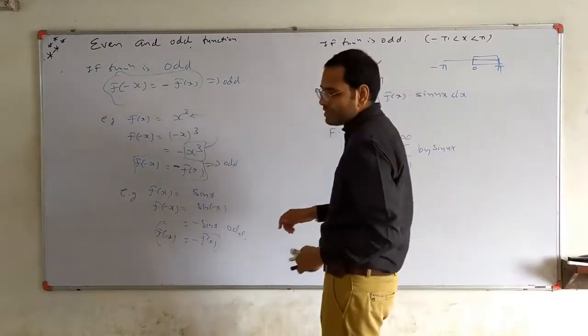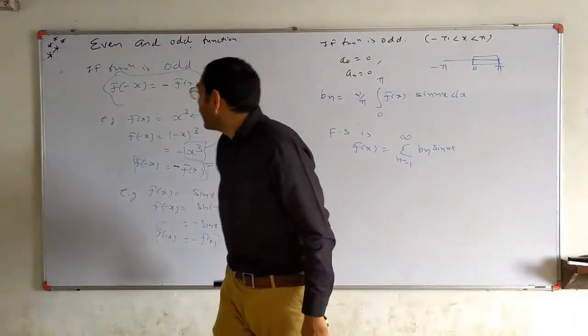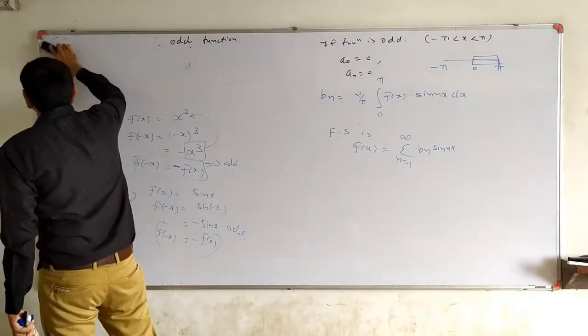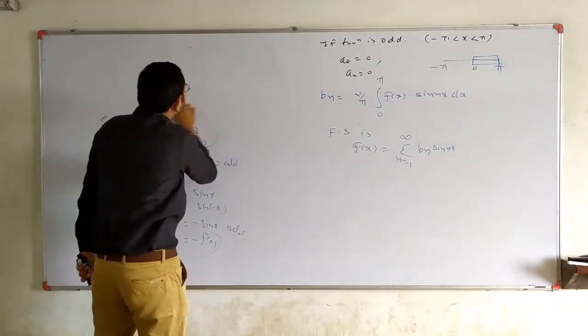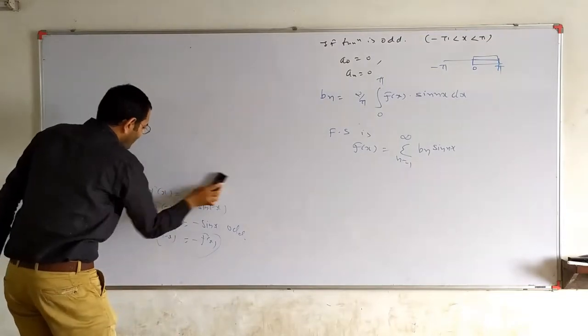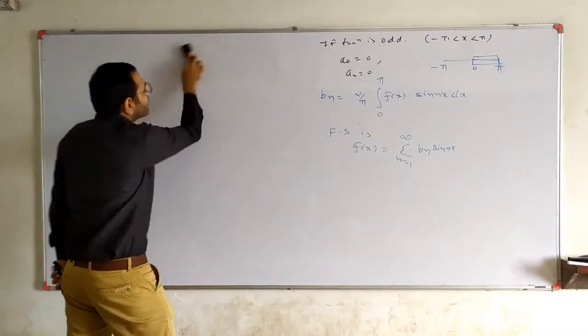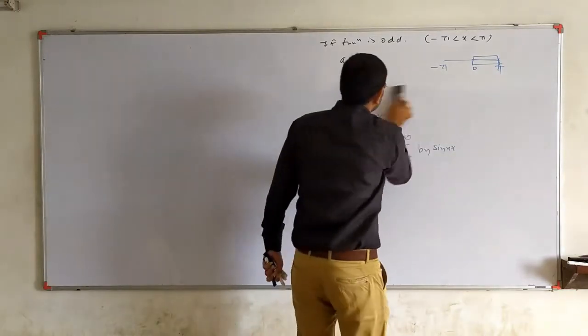These are the formulas for finding the Fourier series with the help of even and odd functions. Let's start with one example for better understanding of the concept of even function and odd function.